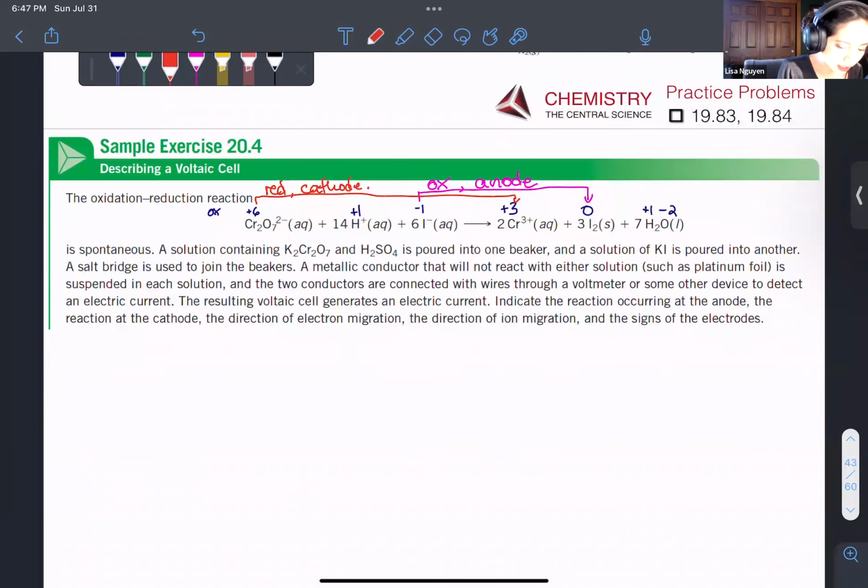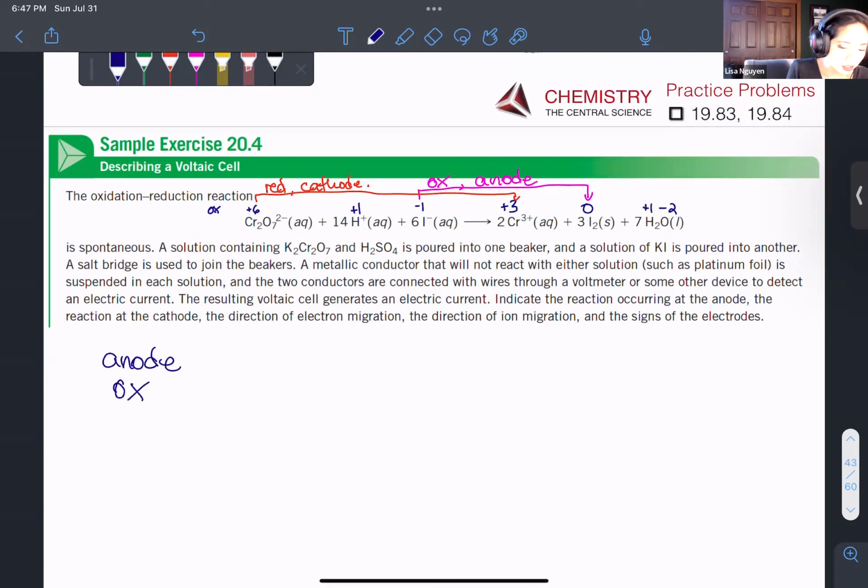So what's happening here, if you split up the reaction and actually write the half reactions here, does it want us to do that? Indicate the reactions occurring at the anode. So we want to write the balanced half reaction happening at the anode. So we just split this reaction up and make sure that it is balanced. So this is the oxidation reaction. So I'm going to take the species here, I minus and I2 here. I'm just going to rewrite it. So 6 I minuses go to 3 I2s.